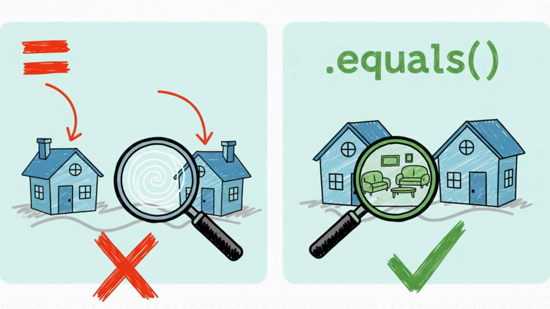The double equals operator. All it does is check the memory address. It's basically asking, are these two variables pointing to the very same spot in memory? But the dot equals method asks a totally different question. It says, I don't care where they are. Do these two strings hold the exact same sequence of characters? So remember, if you want to know if two strings have the same value, you have got to use dot equals.